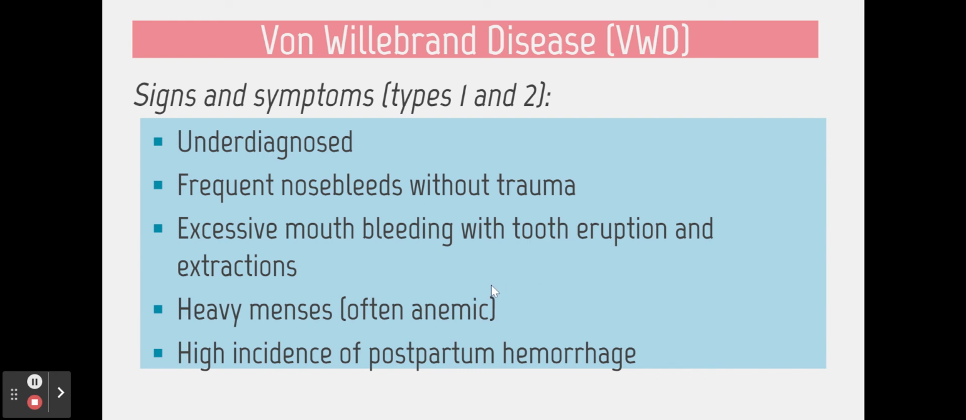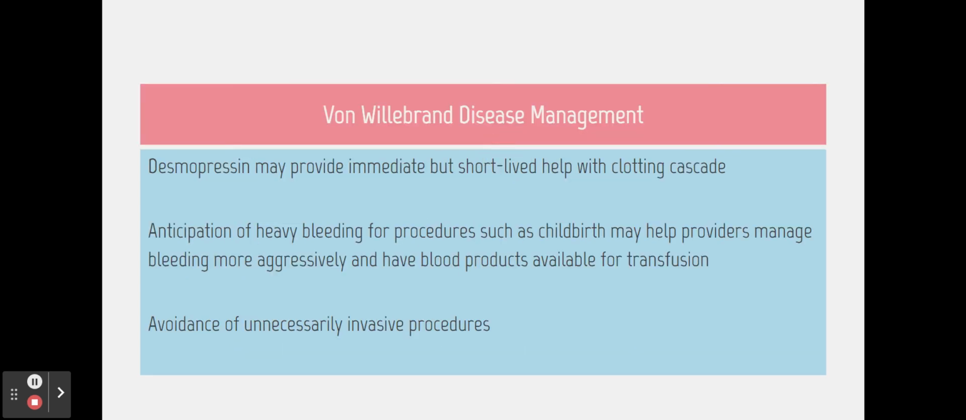But you do get easier bruising, easier bleeding, frequent nosebleeds. If you were to have a tooth procedure or dental procedure, you can have excessive oral bleeding. They can be anemic from heavy periods if they're female. How do we manage von Willebrand disease? Desmopressin is a drug that can be given in a nasal spray.